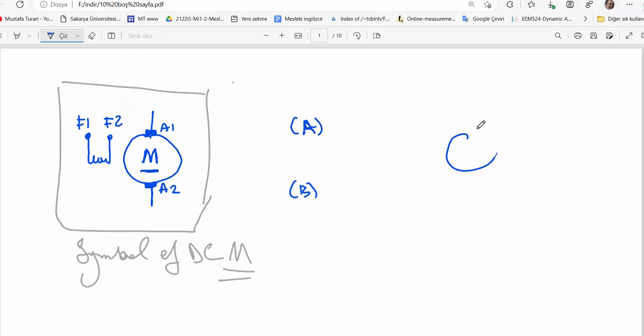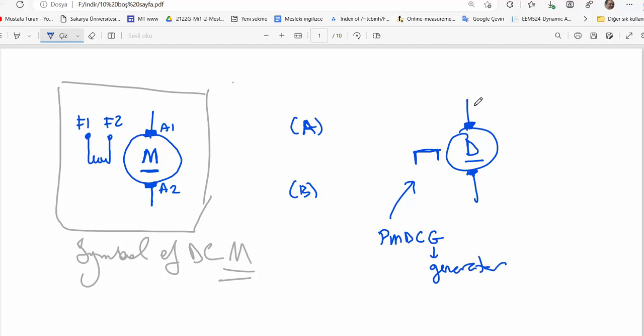Let me draw a dynamo. Again, that is the armature. Here would be a permanent magnet. A permanent magnet is represented by such a figure. That is a permanent magnet DC generator, or sometimes we say dynamo. Dynamo is the nickname of a DC generator.